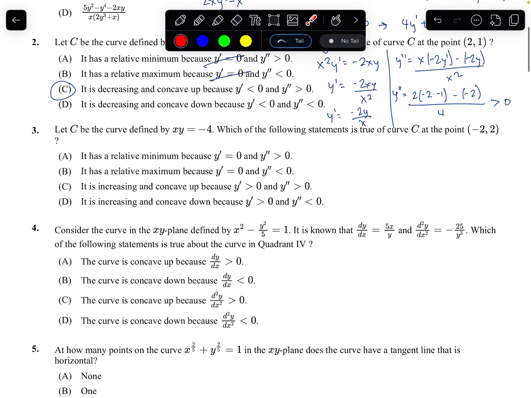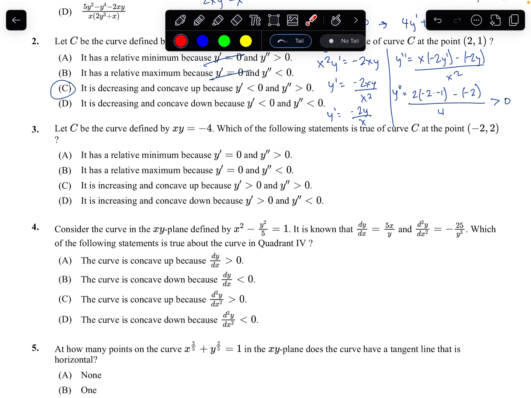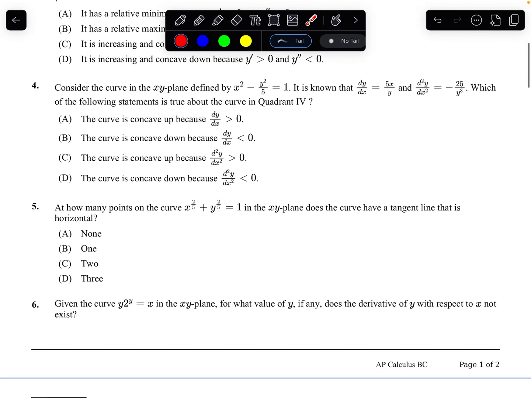Okay. For the next one, let C be the curve defined here. Which of the following statements can be true? Okay, looks like we're doing the exact same thing. And so, I'm going to let you guys have fun with that one.